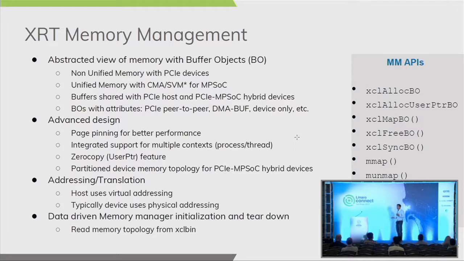The XRT does address translation because many times the devices don't have an MMU and they're directly accessing their attached memory, but on the host, you're still using virtual addresses. And it's a data-driven memory manager because every time you compile a design, the design may use a completely different topology. You may use 1 DDR versus 4 DDR, and sizes of DDRs might change. So it's data-driven. We discover it from xclbin, and then we initialize a memory manager. There are a bunch of APIs.